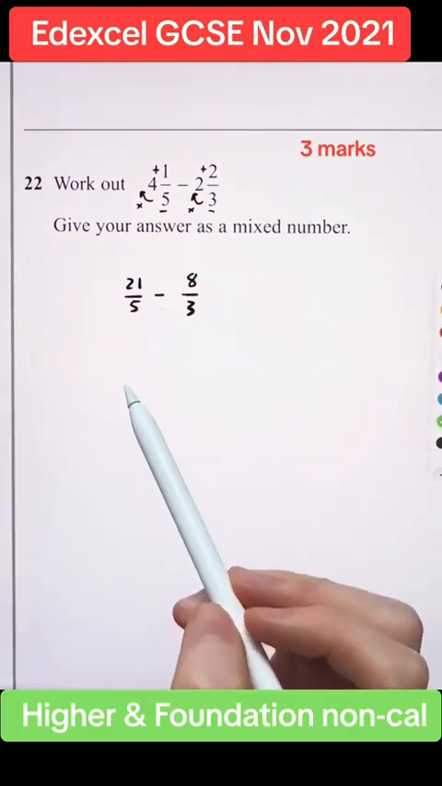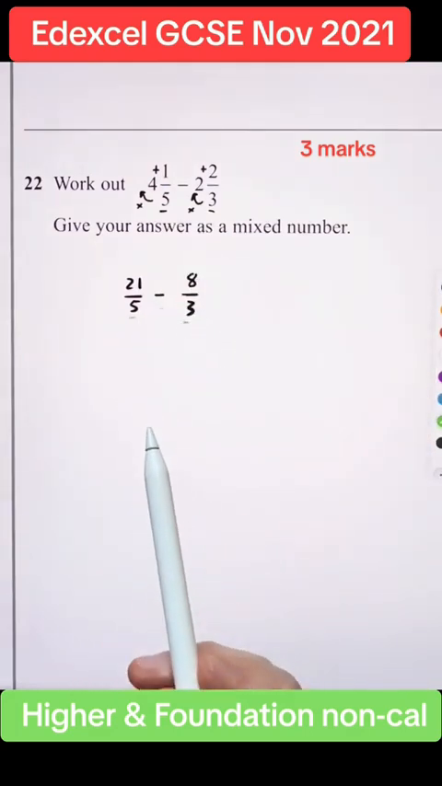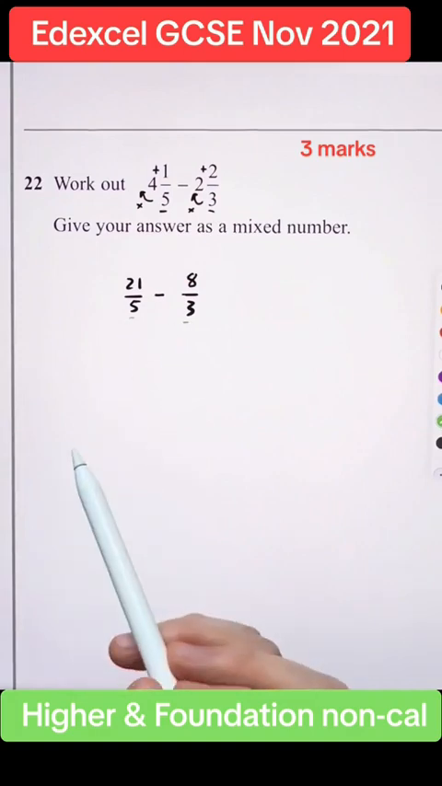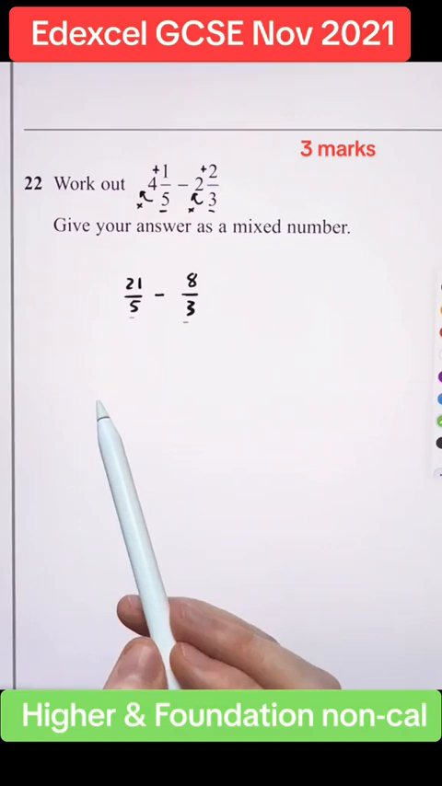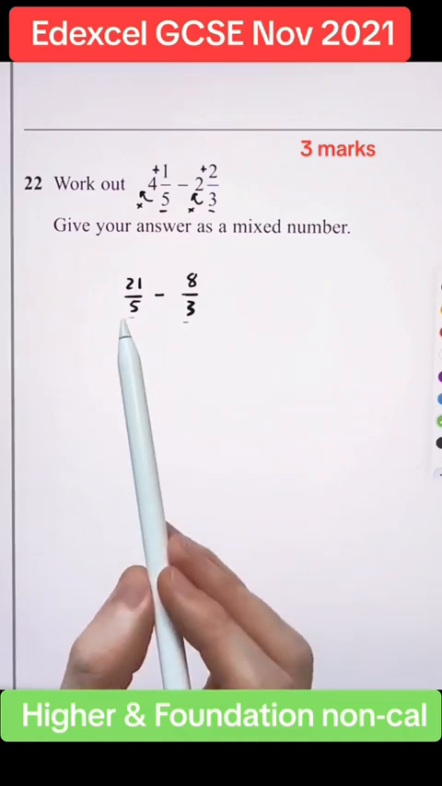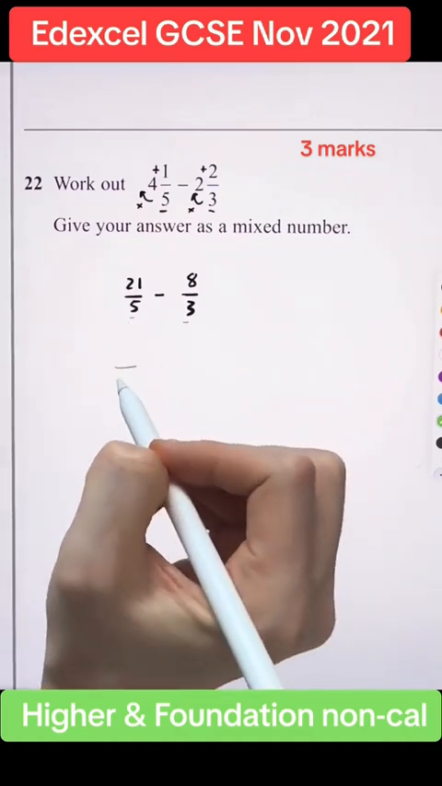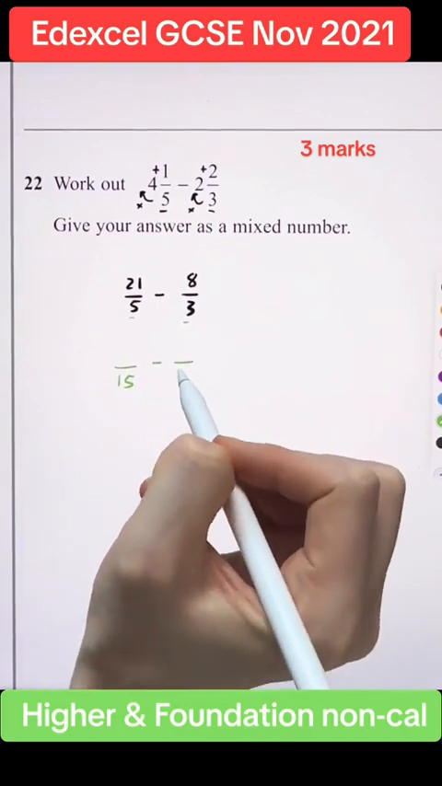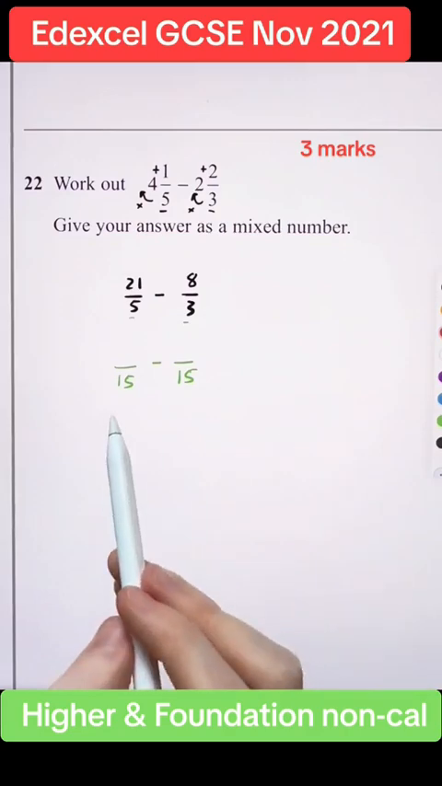When subtracting fractions, we must have the same denominator. Here we've got 5, and here we've got 3. If we haven't got the same denominator, we want to find the first number that appears in the 5 and 3 times table, which in this case is 15. So I'm going to change each fraction to have a denominator of 15.